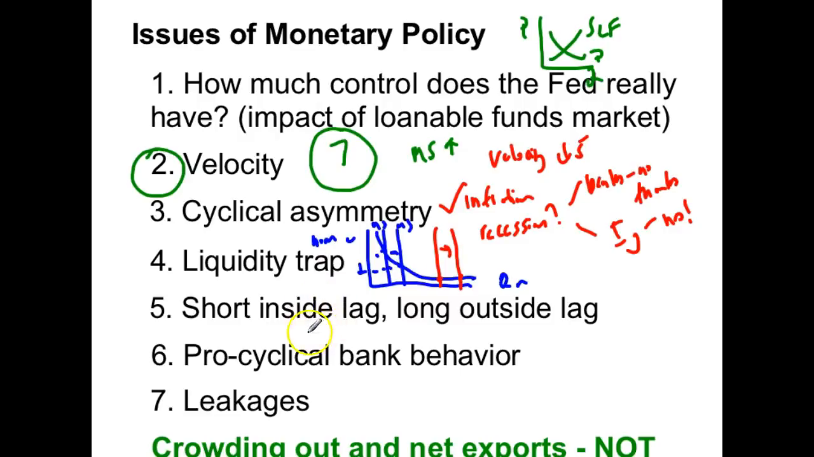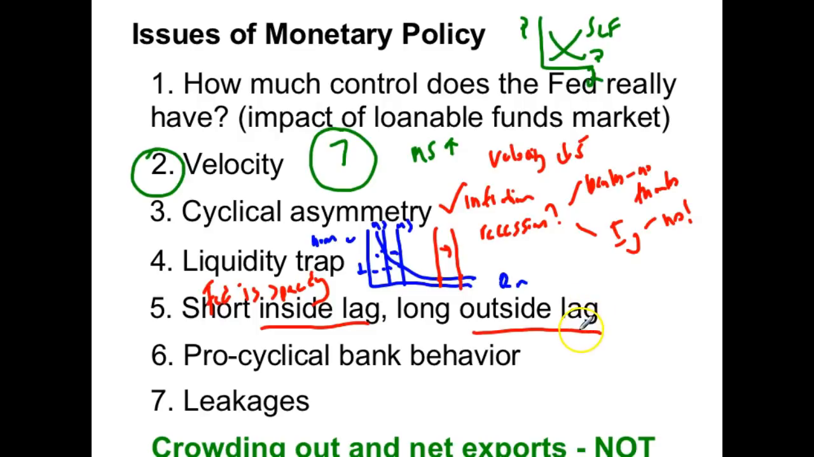Another issue is the short inside lag, but the long outside lag, which means decision making at the Fed is quick. The Fed can decide overnight, we're going to raise the discount rate, we're going to lower the discount rate. The Fed is speedy. So unlike Congress, we just have this small group of people meeting and making decisions about the economy. But there's a long outside lag, especially for easy money policies or ones fighting a recession.